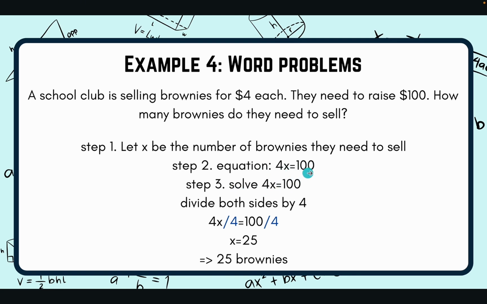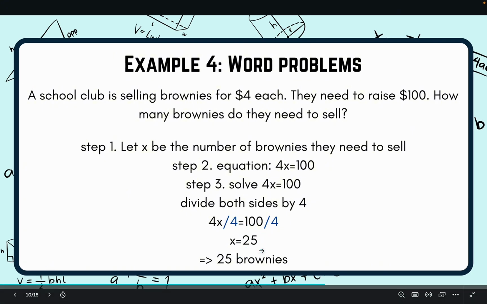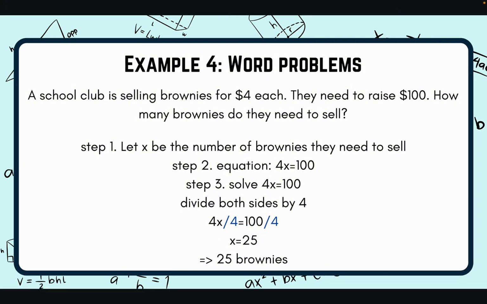And then you solve this equation. To solve this equation, you need to use division. So you divide both sides by 4. That is 4x over 4 equals 100 over 4. So x equals 25. Since x was the number of brownies they need to sell, the answer to this question is 25 brownies.